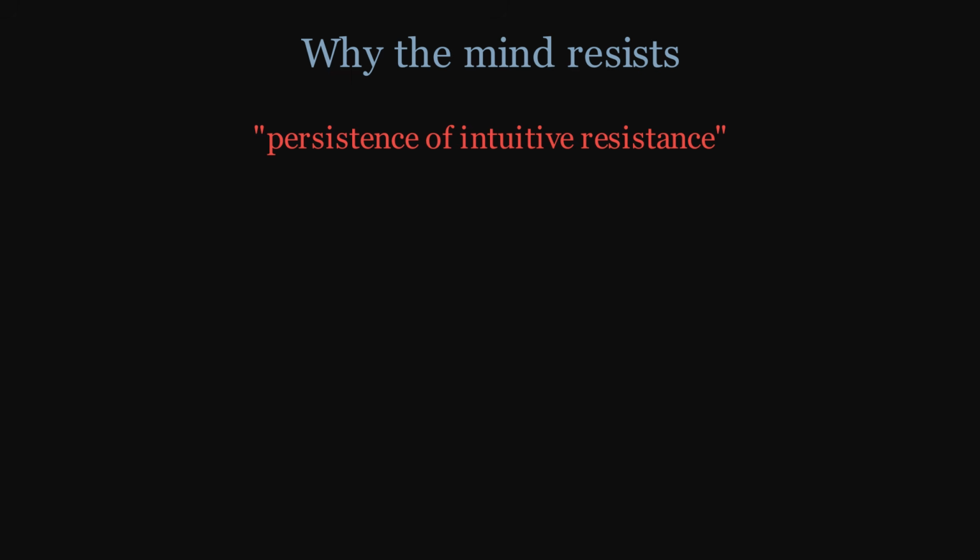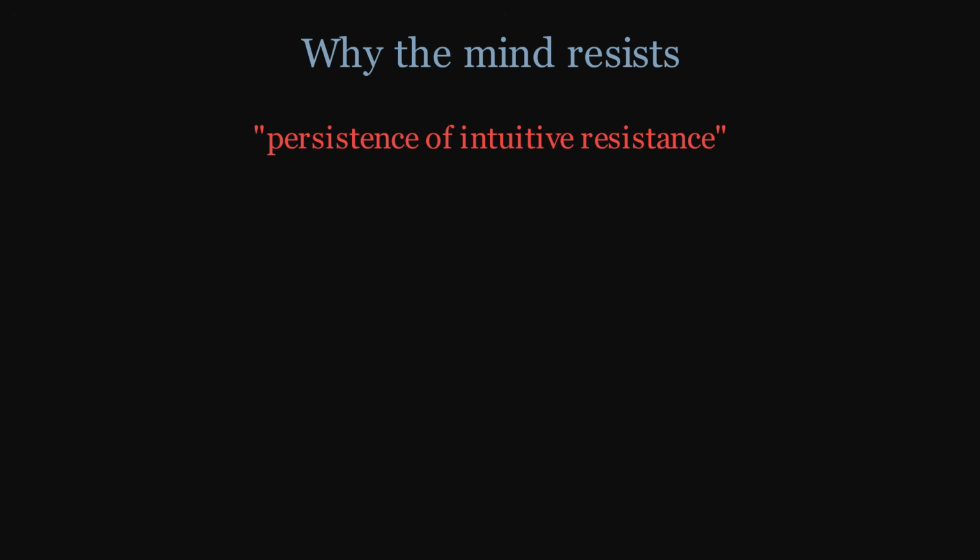Despite 4 independent proofs, the identity 0.9 repeating equals 1 remains one of the most universally rejected results in elementary mathematics. The rejection is so widespread that mathematics education researchers have a name for it. They call it the persistence of intuitive resistance. What is going on cognitively?